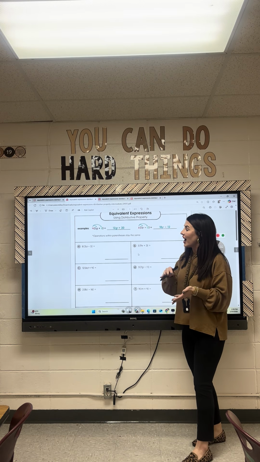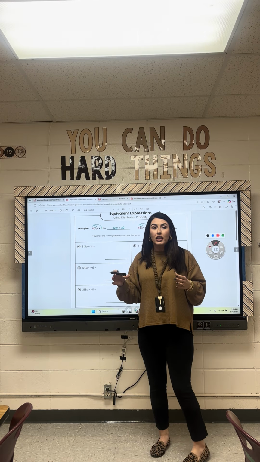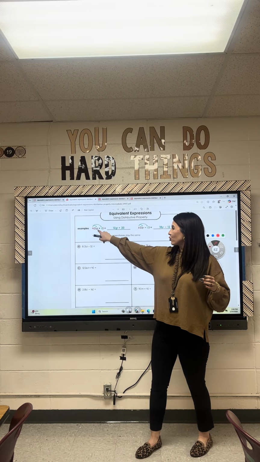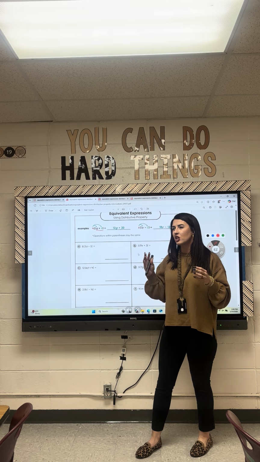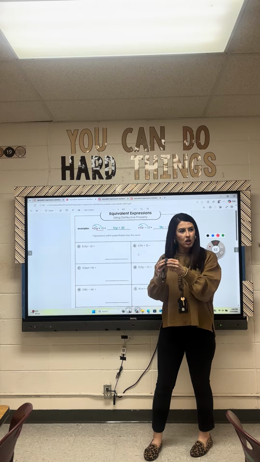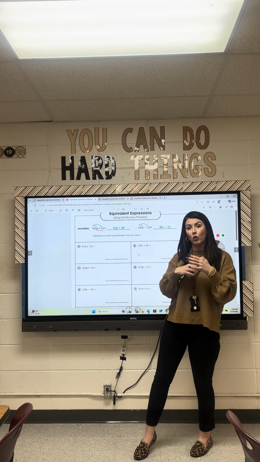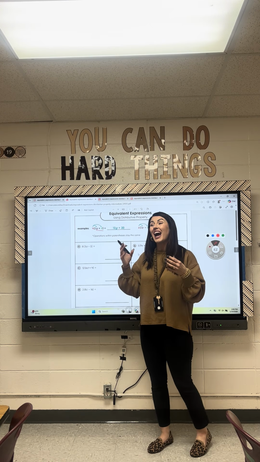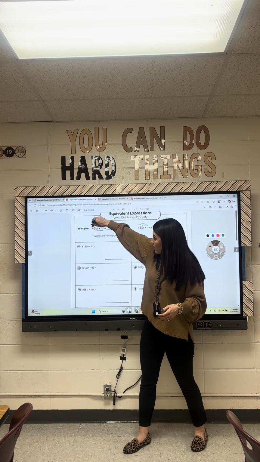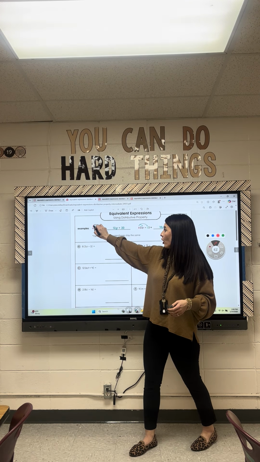So the first example is 4 times (3g plus 5). The order of operations tells us to do parentheses first. But I have 3g plus 5 in parentheses. Can I add 3g and 5 together? No, because they're not alike. I have a g, and then I have a number without a variable. But I can multiply those. So I'm going to use the distributive property to multiply 4 times my first term and 4 times my second term.